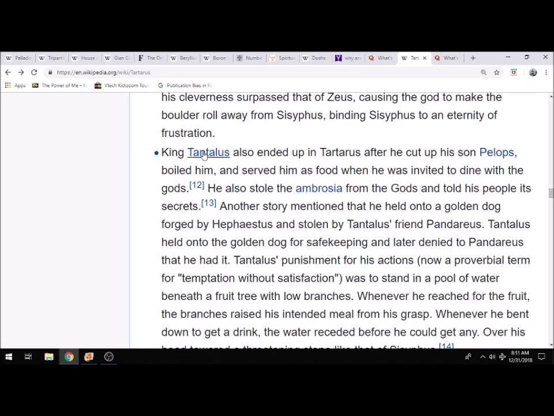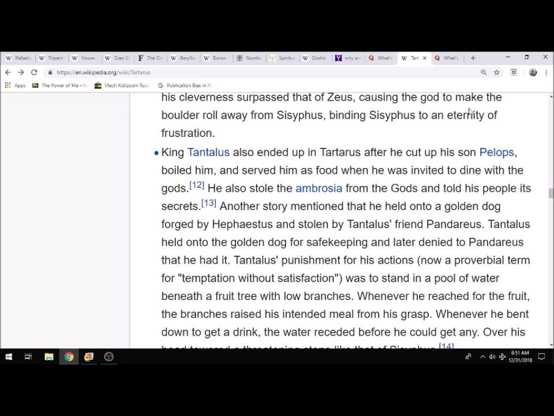King Tantalus also ended up in Tartarus after he cut up his son Pelops, boiled him, and served him as food when he was invited to dine with the gods. He served his kid to the gods. He stole ambrosia from the gods and told his people its secrets.